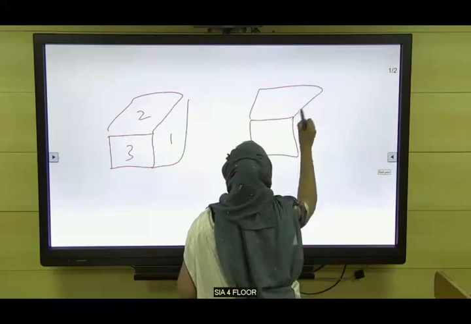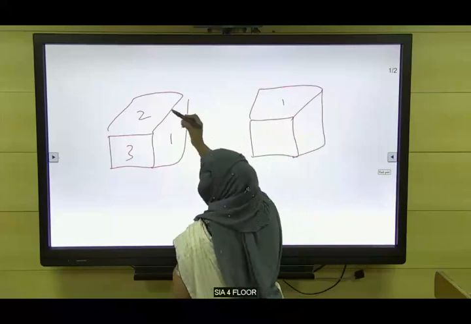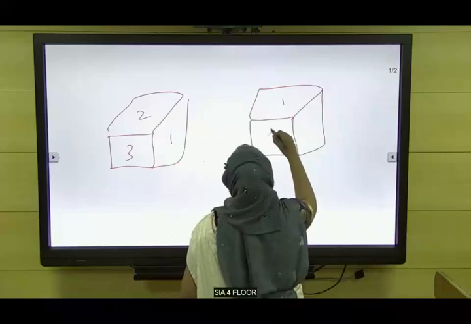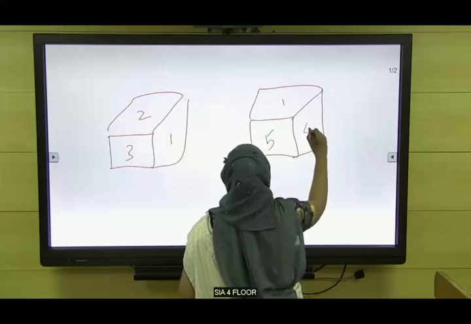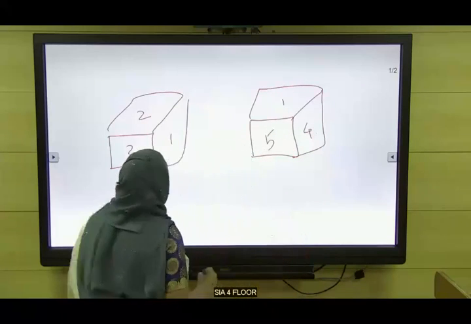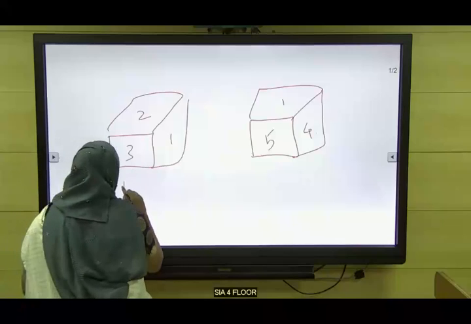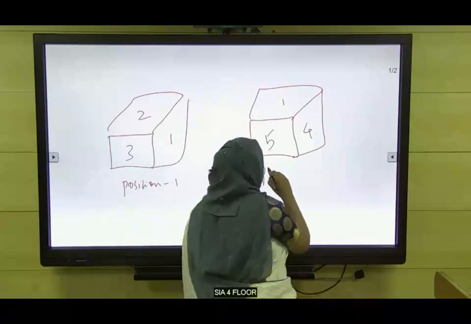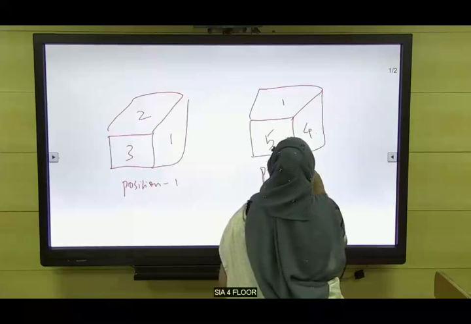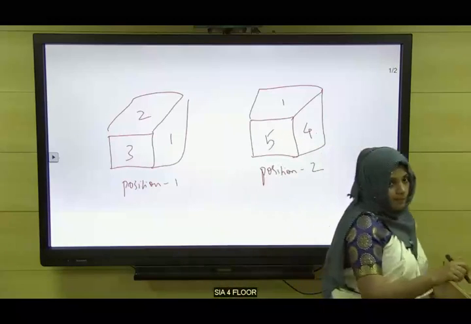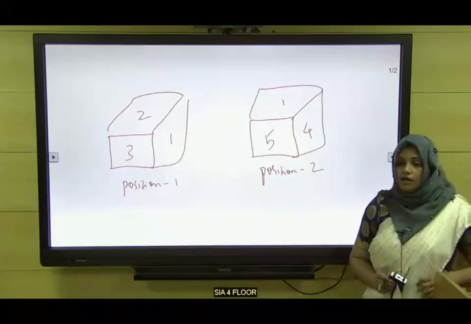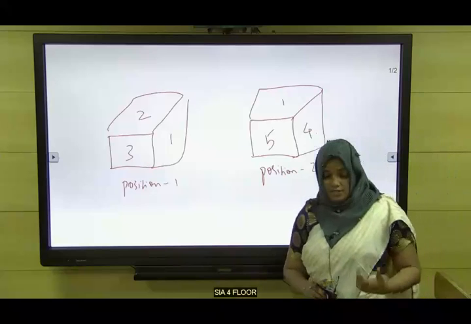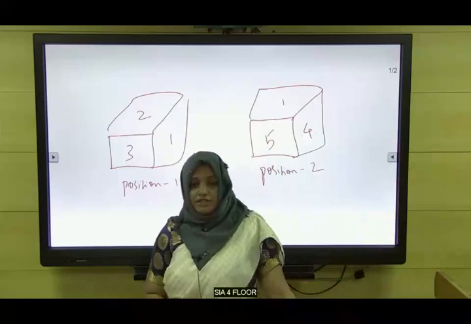In such a way that 1 is at the top. Okay, 1 is at the top, 5 is at the front, 4 is at the back. So please write this. This is not 2 dice, it's only 1 dice. This is position 1 and this is position 2. So please do mention it is a position and it is not different dice.